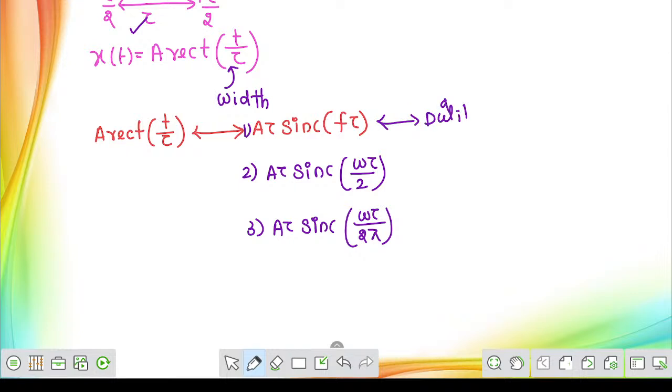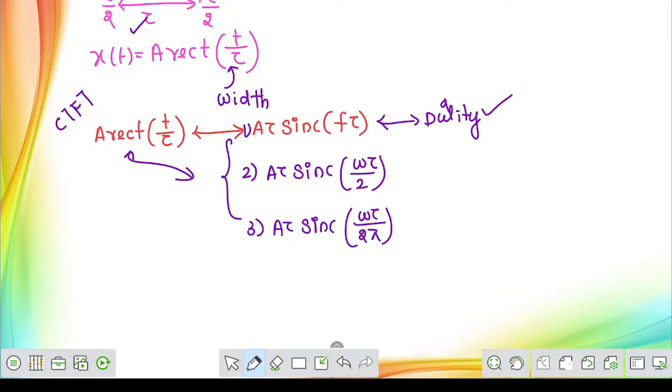Duality property I clearly taught in Fourier transform. Please have a look into that. After that, it is very important to know how to shift these three signals in the time domain and how to bring this rectangular function from the time domain to the frequency domain. That is the basic property of duality. I think these things I taught in continuous time Fourier transform properties. Please have a look into that. Okay, fine sir. This is all about the rectangular function.